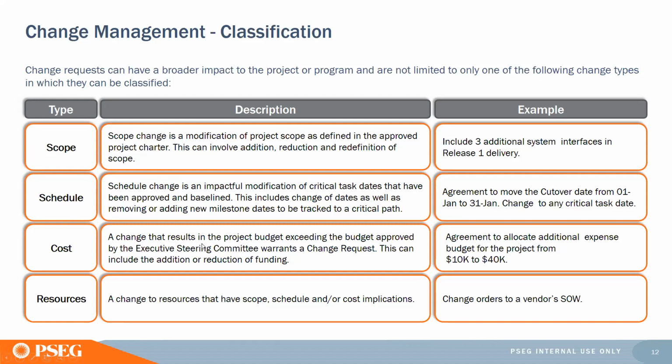Cost, any change that results in project budget exceeding the approved budget. And resources, changes to resources that have a scope, schedule, or cost implication or impact. You see some examples over here of issues that generate a change request.